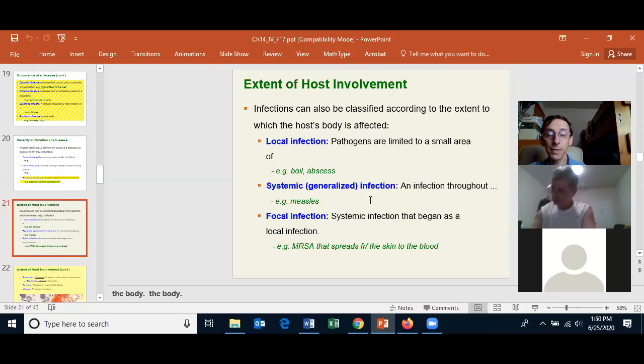A systemic infection, also called a generalized infection, is an infection throughout the body. Like when the patient comes down with a measles infection, it becomes systemic. The measles spreads throughout the body. Any question about that?